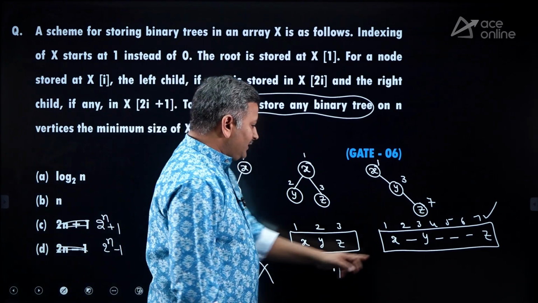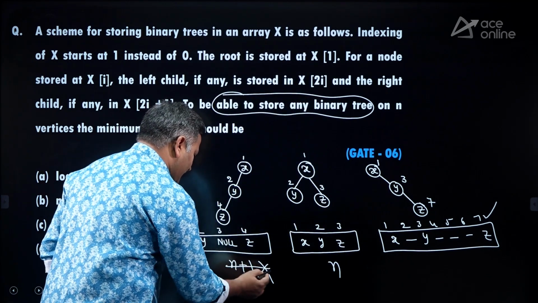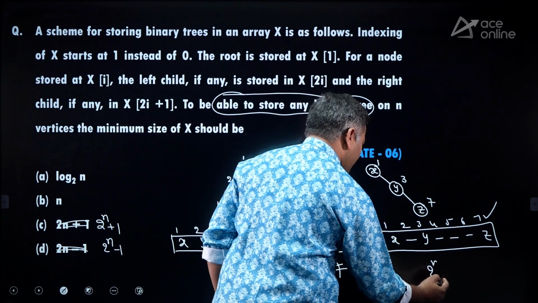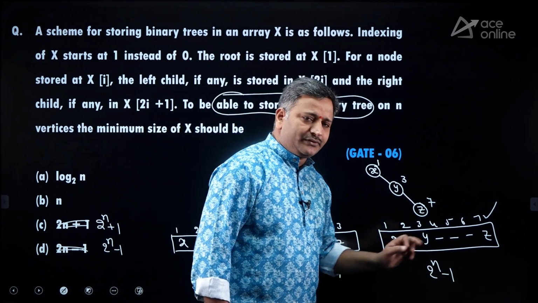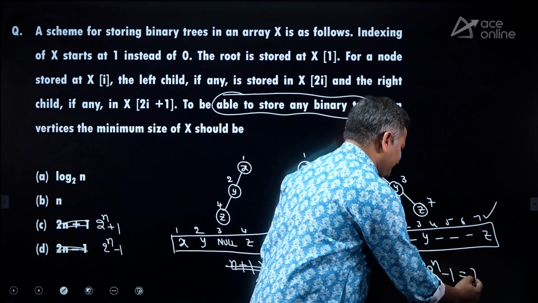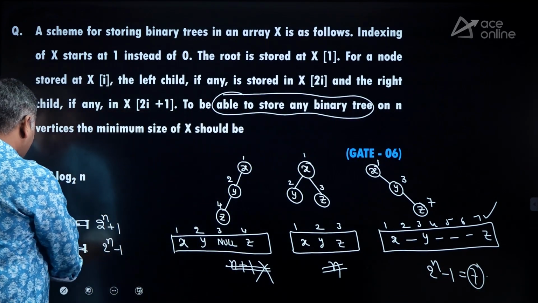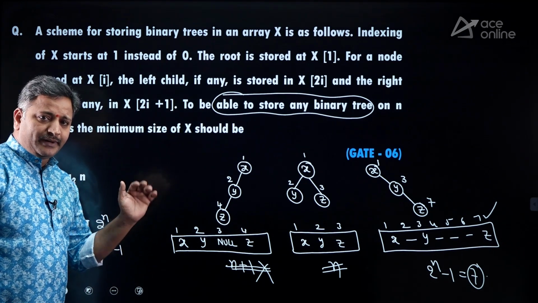Because if you take n plus 1, it is not possible to store this binary tree, okay? So therefore, it is not possible to take n plus 1, it is not possible to take n. So therefore, the answer is 2 power n minus 1. If n is equal to 3, 2 power 3 is 8, 8 minus 1 equals 7 locations required. Therefore, the answer is 2 power n minus 1. So option D is the correct answer. To be able to store any binary tree, we have to use 2 power n minus 1, friends, okay?